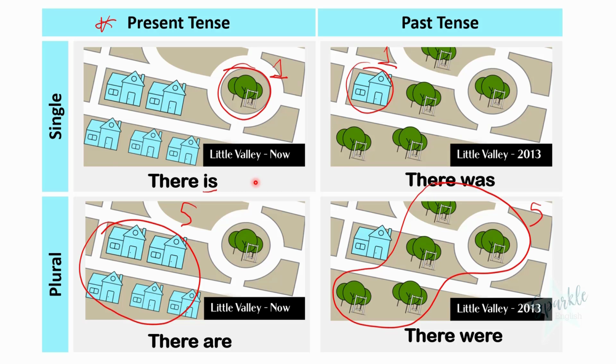So again, remember, we use there is and there are to talk about something now in the present. So in Little Valley, there is one park. However, in 2013, there were 5 parks. And now in Little Valley, there are 5 houses. In the past, in 2013, there was one house.